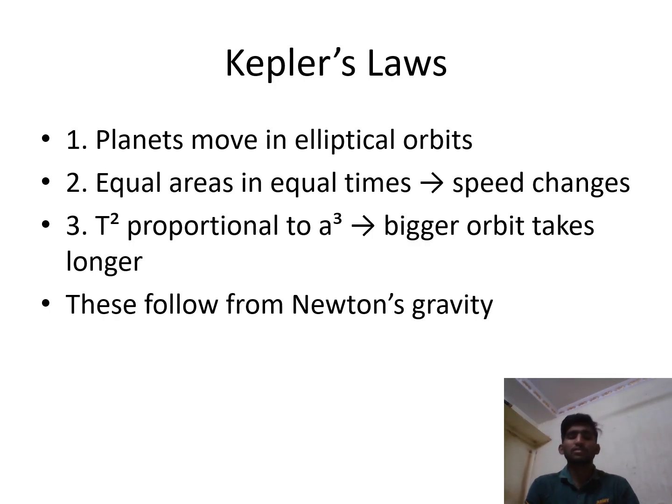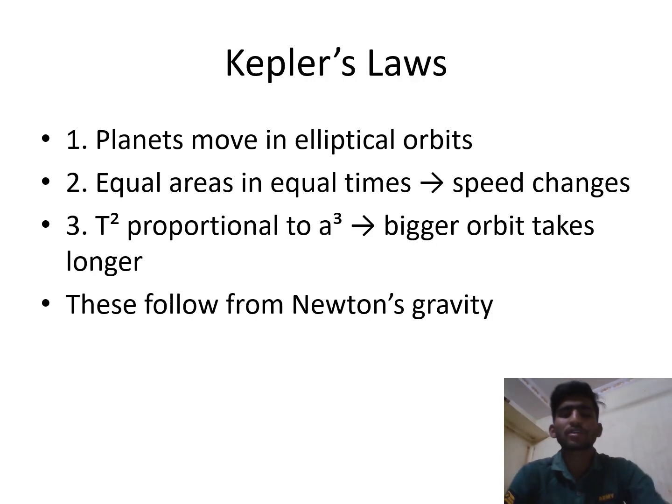Kepler derived three laws. The first is that planets move in elliptical orbits, not circular orbits. The second law is equal areas in equal times, meaning speed changes but the time does not. Kepler's third law: T square is proportional to a cube, so a bigger orbit takes longer. This follows from Newton's gravity.